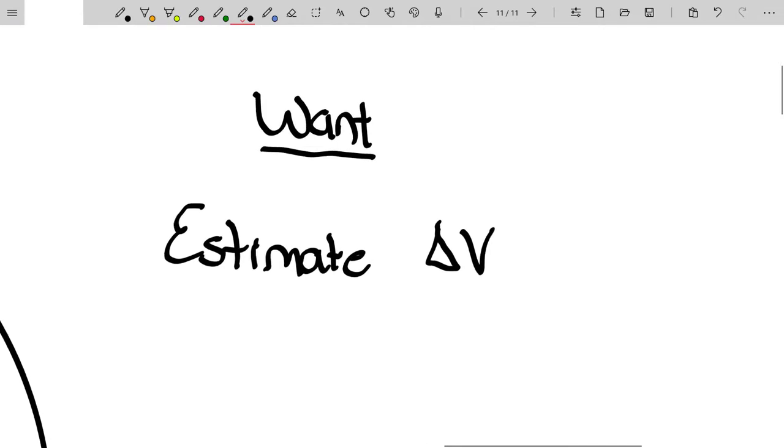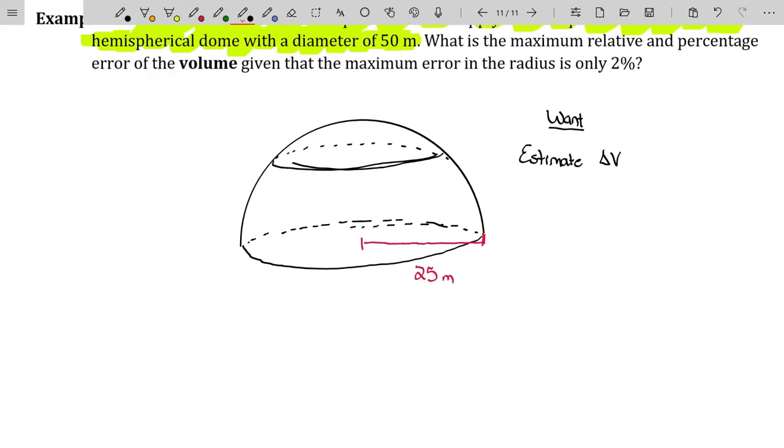And if you think about that, delta V can be an output, right? Volume is an output. If we know a radius, we have a volume formula for a sphere. The volume of a sphere is 4/3 pi r cubed, but that's for a full sphere. We don't have a full sphere. We only have half a sphere, a hemisphere. That would then be 2/3 pi r cubed.